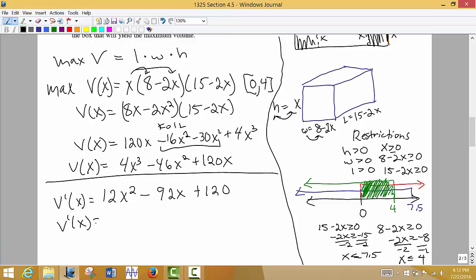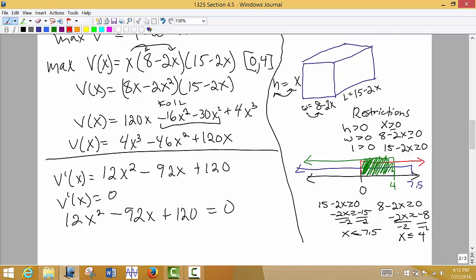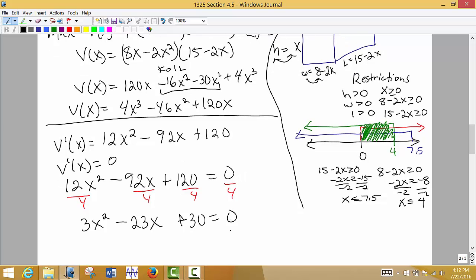All right, remember we're going to set our derivative equal to 0, and then we're going to solve for x. So we're going to do a little bit of factoring here. Greatest common factor, looks like it's going to be 4. They're all divisible by 4. Instead of factoring it out, let's just make this a little bit easier on ourselves. We're solving an equation, and so we can divide everything through by that common factor. So we end up with something much easier to work with. We end up with 3x squared minus 23x plus 30 equals 0. So an easier equation to solve.